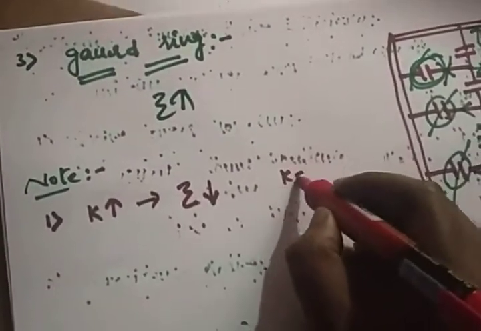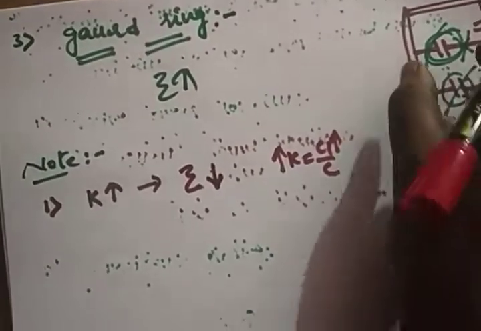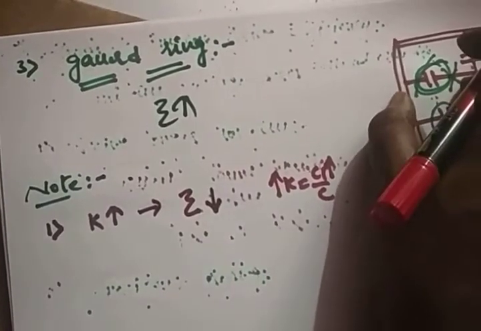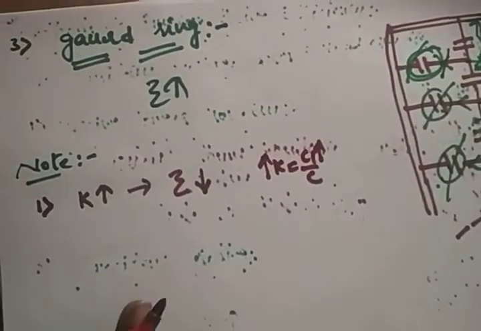I'll write it down. The first point: if the K value increases, definitely we'll get the question. If the K value increases, what about the string efficiency? String efficiency reduces, right? So from this, K is equal to C1 by C. K increases, C1 increases. C1 increases, your shunt capacitance increases. If the shunt capacitance increases, unequal voltage will build up. If unequal voltage builds up, your string efficiency reduces.